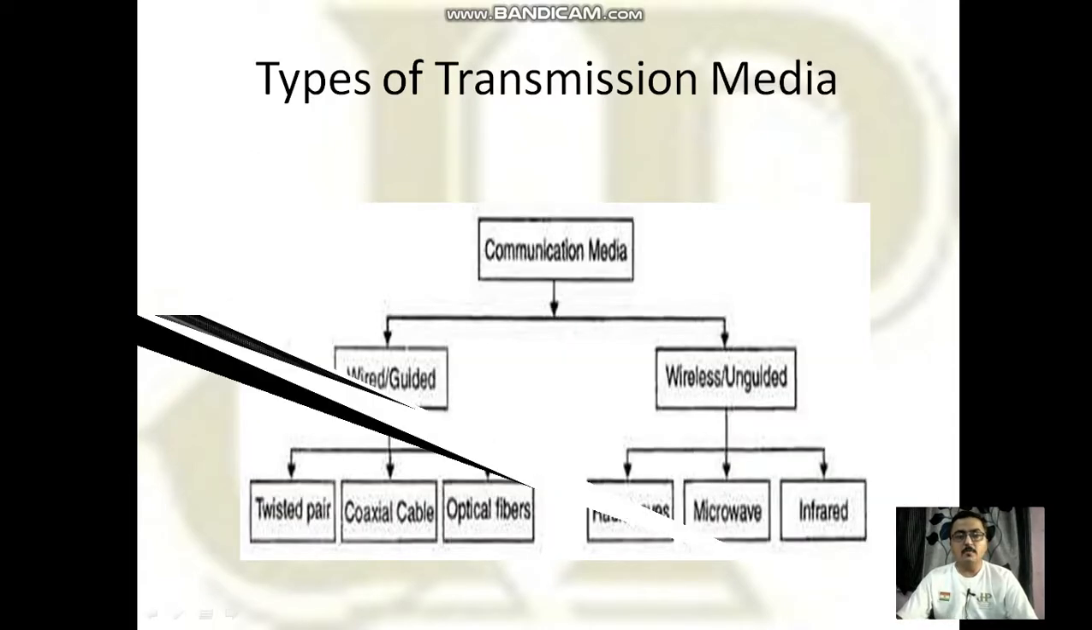Now, the types of transmission media are categorized into wired and wireless. In wired, there are twisted pair, coaxial and optical fiber, while in wireless, radio waves, microwaves and infrared media are available.